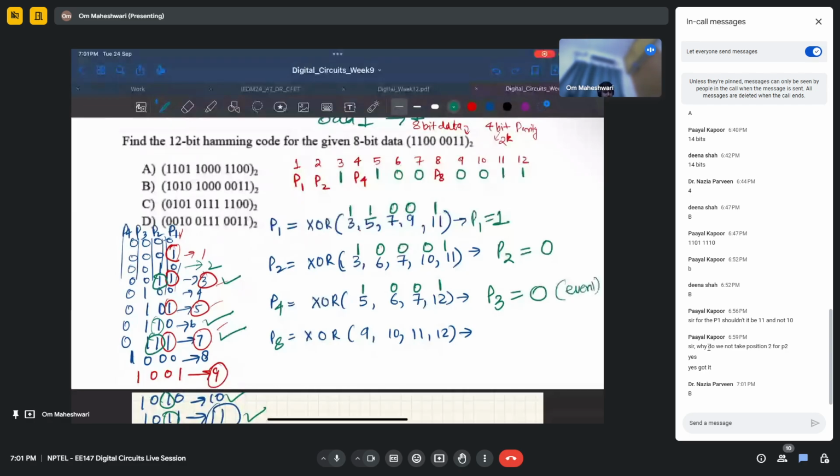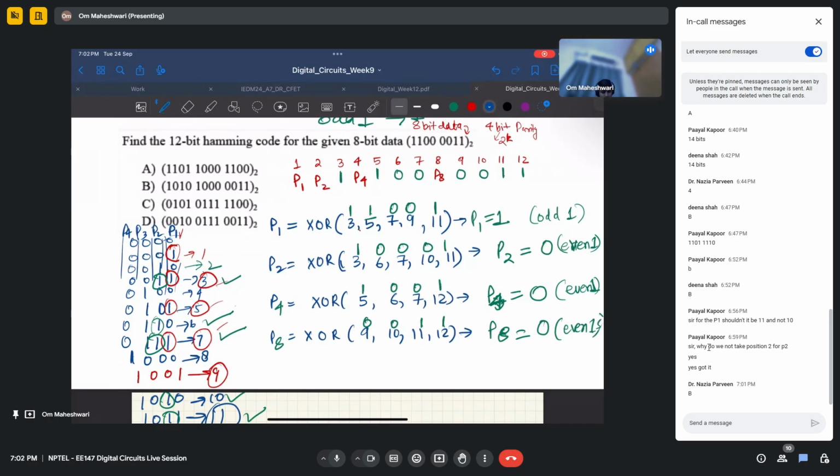Let me write it just for clarity. Now for P8 we have 9, 9 is 0, 10 is 0, 11 is 1, 12 is 1. So again, student P4, I always make this mistake. P8 is 0, again even ones.